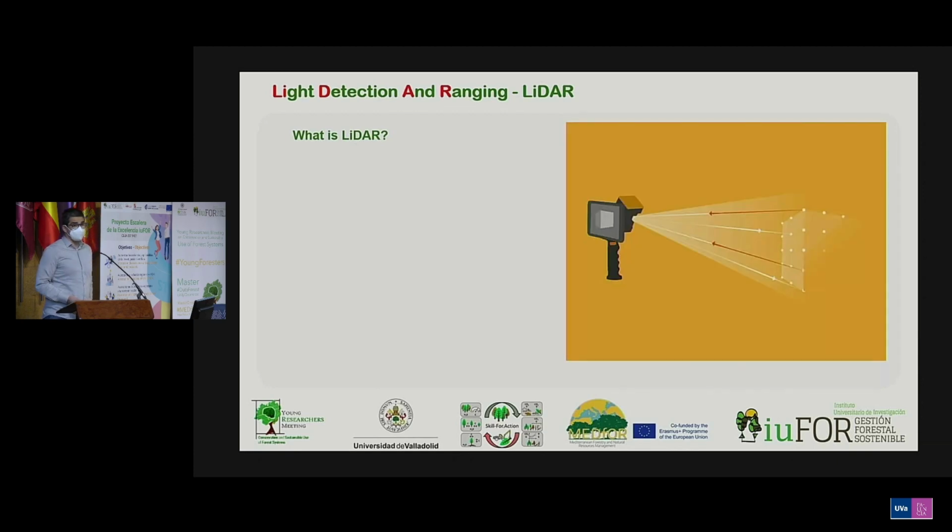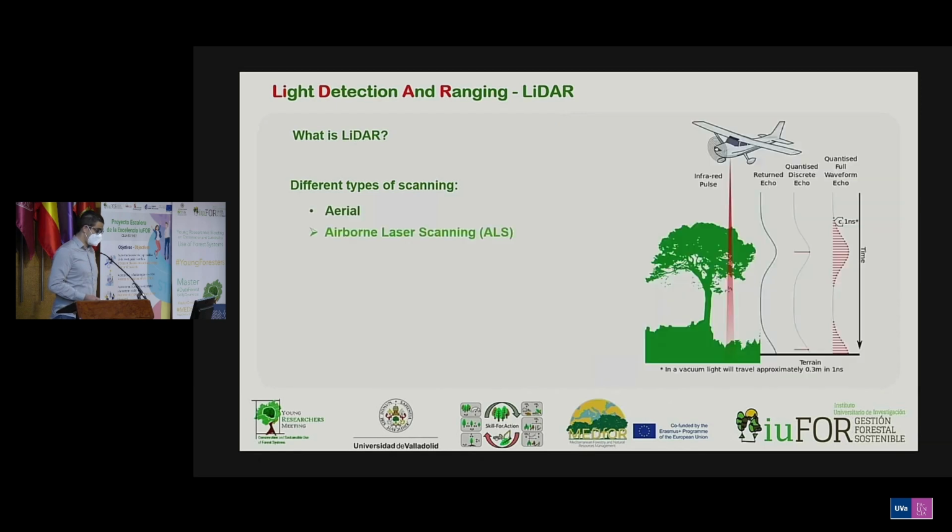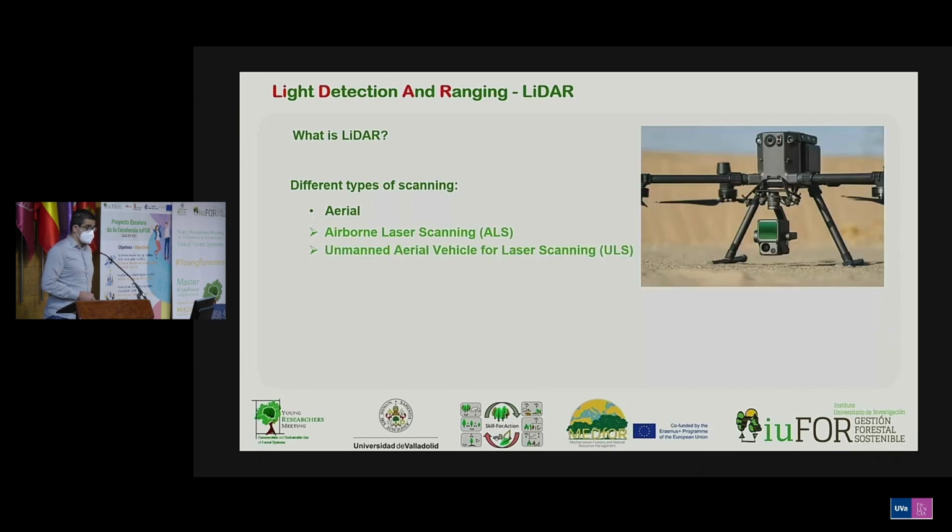But the main difference of LiDAR for the forest sector is the amount of points, the point density, and also the precision of these points. And for the forest sector, we have many different ways of scanning. We can scan by airborne, with airplanes. Nowadays, it's becoming more possible to get a UAV also with a laser scan.